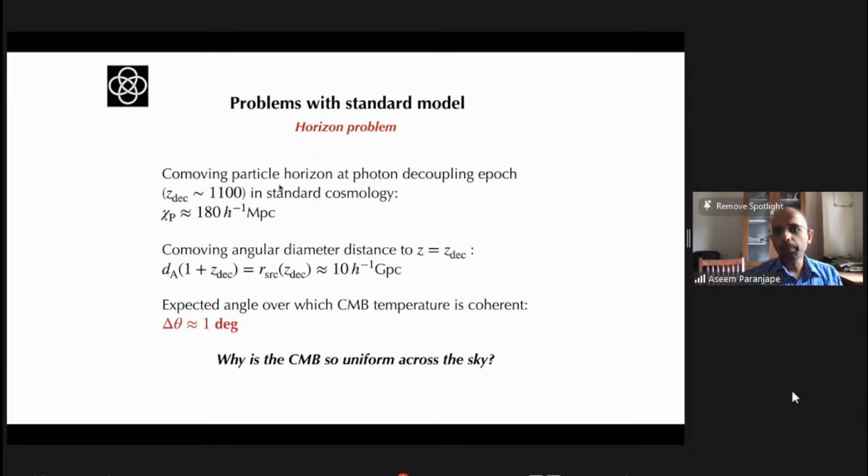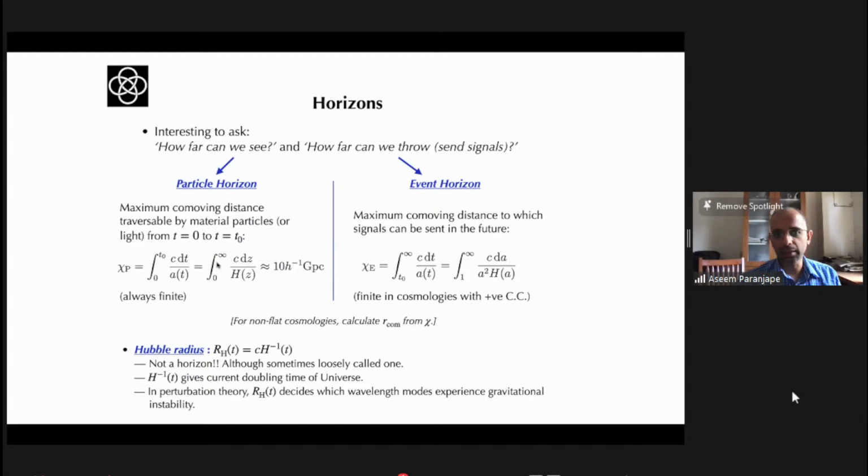Consider the co-moving particle horizon at the photon decoupling. So what one is saying is, go back to your particle horizon definition. This is the co-moving particle horizon. Let's assume a flat cosmology to begin with. Okay, so this is all I need to calculate.